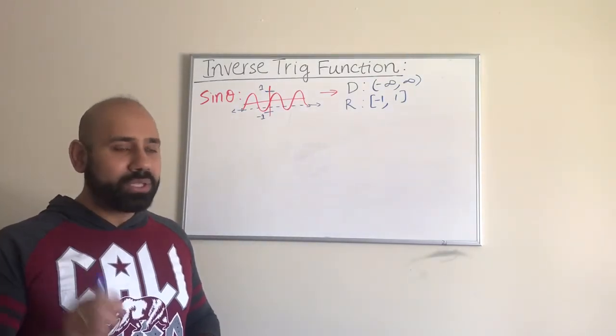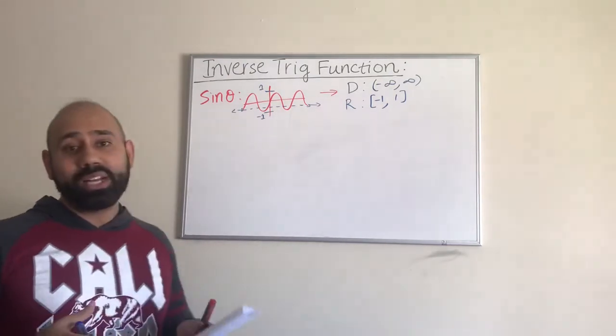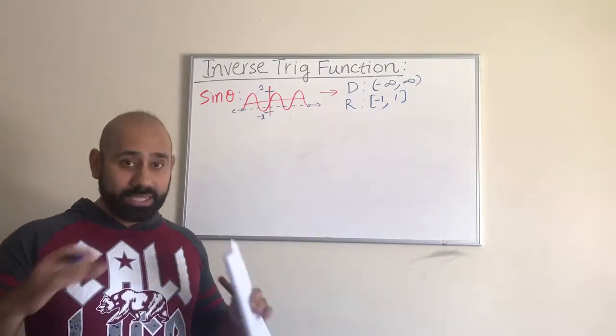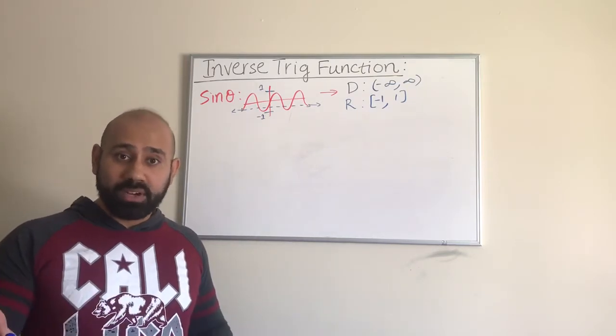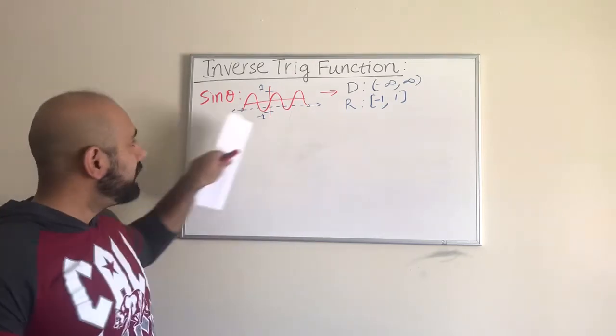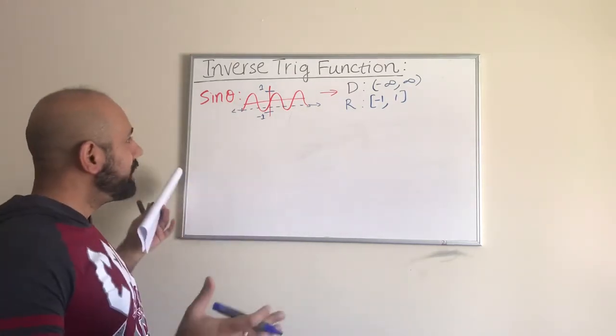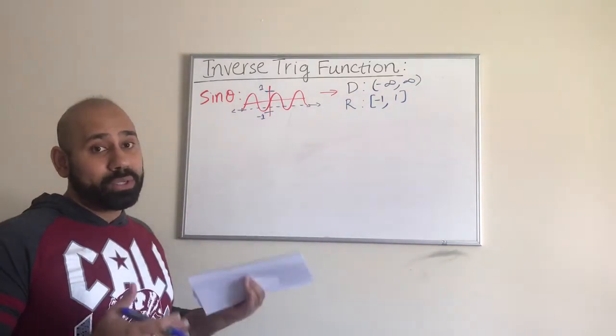Guys, that is almost correct, but we can do something with the sine function so that it passes the horizontal line test, and then we will be able to find the inverse of that function, because all it has to do is pass the vertical line test. Now, by itself, this whole thing does not pass the horizontal line test, so we may not be able to get the inverse of this whole function.